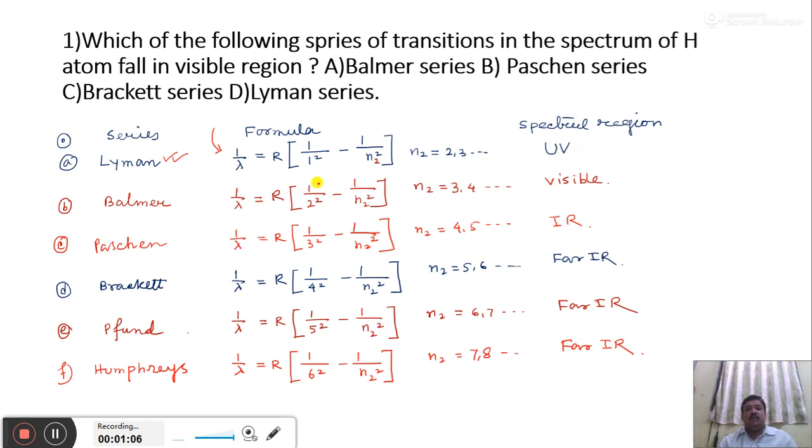And when n1 is 2 and n2 is 3, 4, 5, etc., then the series obtained is known as the Balmer series, and here the values of lambda obtained are 4000 to 8000 angstrom. So this lambda value falls in the visible region. Actually only the Balmer series falls in the visible region, so option 1 is the correct option. The others, Paschen, Brackett, Pfund and Humphreys, all fall in the IR and far IR region. The actual answer is the Balmer series.